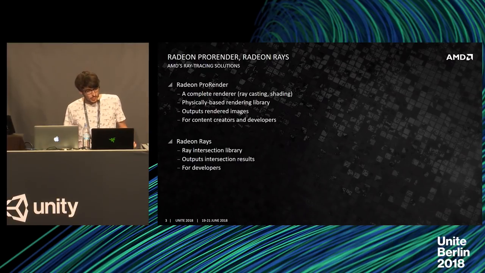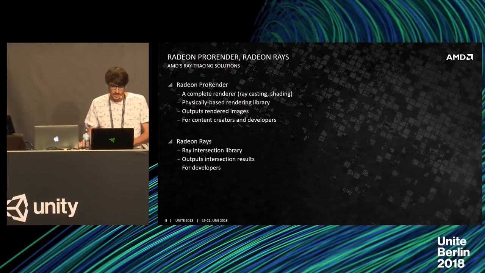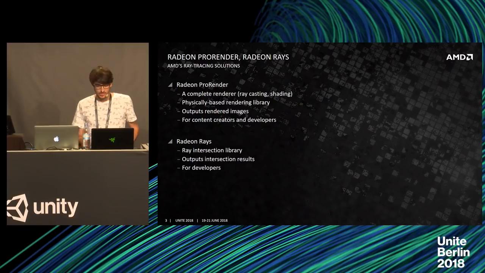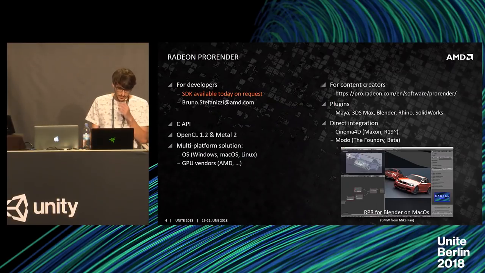On the other hand, the other product is Radeon Rays, and Radeon Rays is a much smaller product, much smaller feature set. It's only an intersection library. That is to say that that's all it does. You give it some rays, and it will give you back the intersection. It doesn't do any shading, doesn't know about your textures, doesn't know about your materials. So it's up to the application developers to implement the shading.